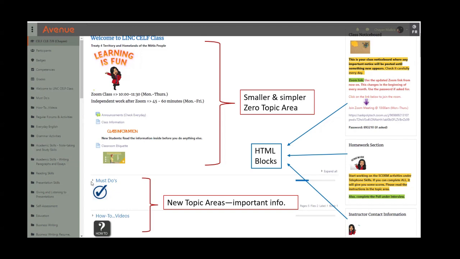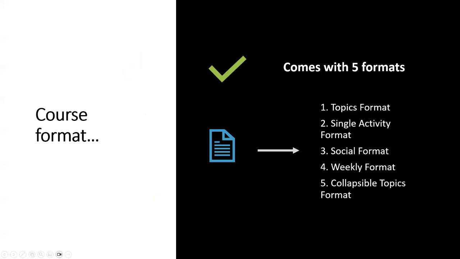So to go here, how to make your course page look like this, I think if I am right, the courses now come this way. It used to come in a different way, but still it has 5 formats. Topics format, single activity format, social format, weekly format, and collapsible topics format. Just a quick overview of the formats.